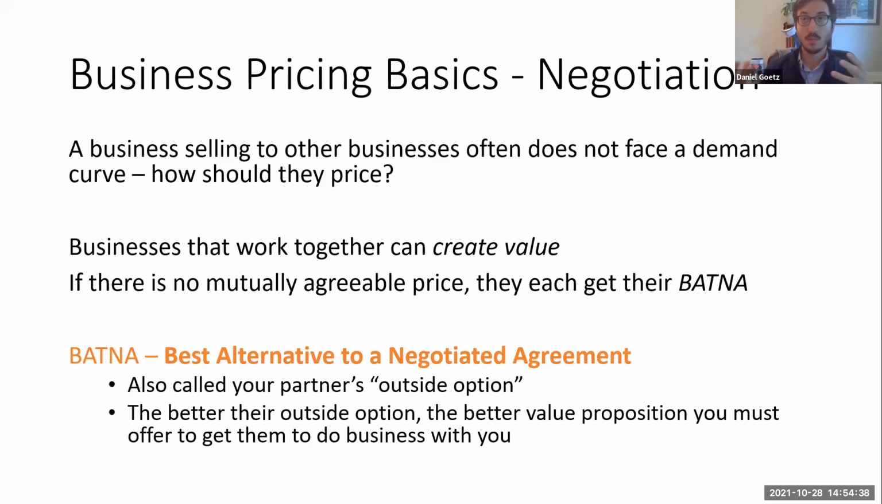So if they can make almost as much profit with someone else as they can with you, right? Or they could make more profit with someone else than with you, then you need to offer them a very aggressive price. You need to offer them a bigger share of the profit you would create together in order to keep them working with you, right? So the better their outside option, the better price, the better value proposition you need to offer to get them to do business with you, okay?